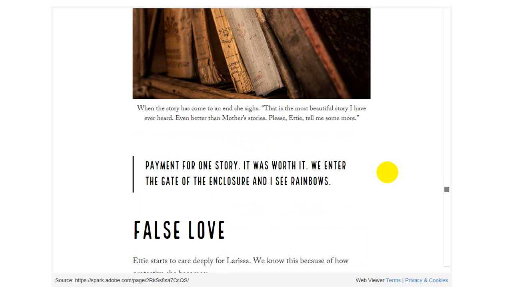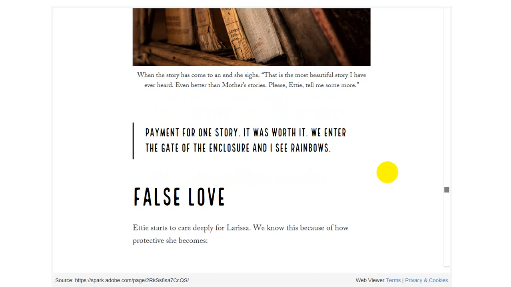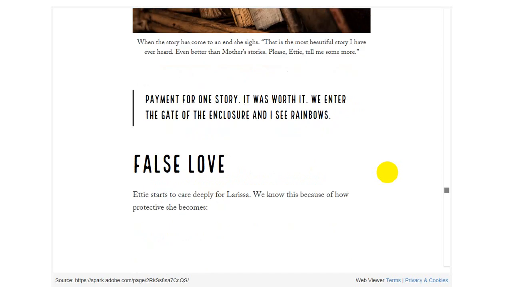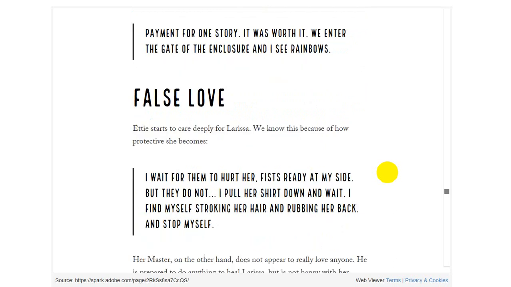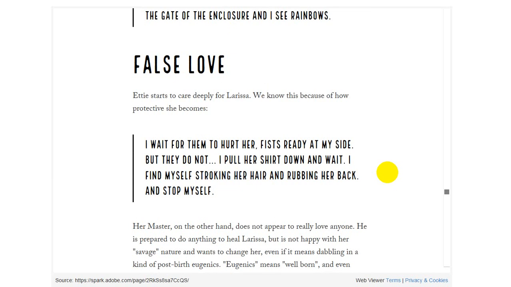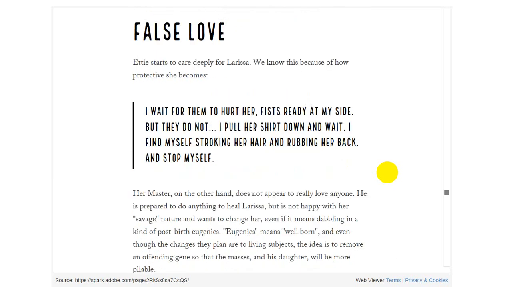When the stories come to an end, she sighs. "That is the most beautiful story I've ever heard. Even better than mother stories. Please, Etty, tell me some more." And her payment for that one story, the first thing that little Miss does for her is take her into Mistress's garden. And Etty loves trees and plants, and so this is a very special reward for Etty. The appearance versus reality theme is evident in the way characters feel for each other.